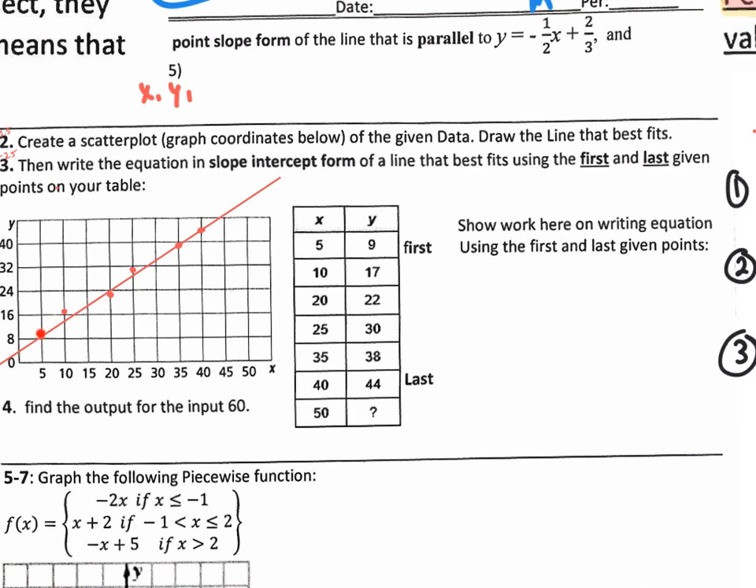So if you did use the first point and the last point, you're going to get a great line that best fits. And we're going to use those coordinates to be able to write our equation in slope-intercept form. So this next part right here, you're going to have to show your work here, and you'll probably have to show work below this line as well. You need to know a lot of things to be able to do this question right here.